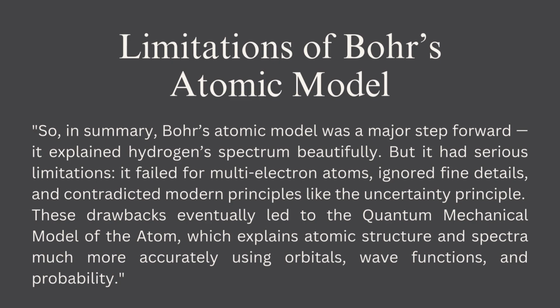So, in summary, Bohr's atomic model was a major step forward. It explained the hydrogen spectrum beautifully. But it had serious limitations. It failed for multi-electron atoms, ignored fine details, and contradicted modern principles like the uncertainty principle. These drawbacks eventually led to the quantum mechanical model of the atom, which explains atomic structure and spectra much more accurately using orbitals, wave functions, and probability.